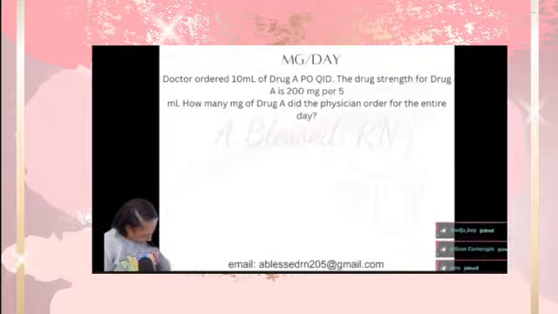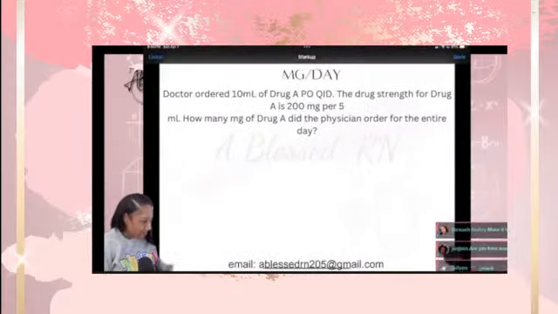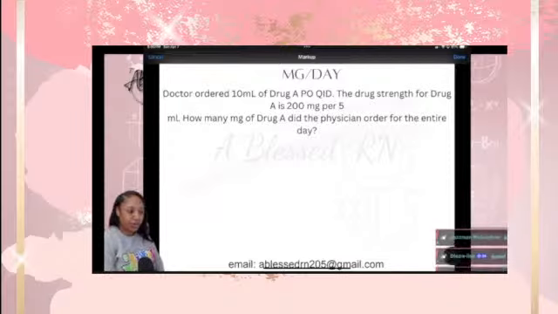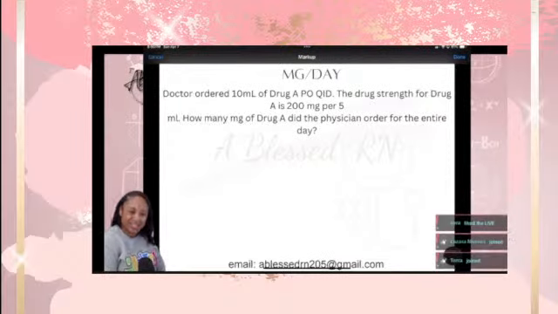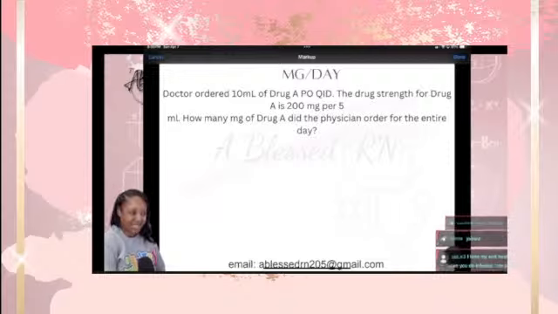Alrighty. So this one is a milligram per day problem. Okay. Make it look easy. It is easy. Yes. All you're doing is solving a puzzle, crossing out everything you don't need, and that's it.